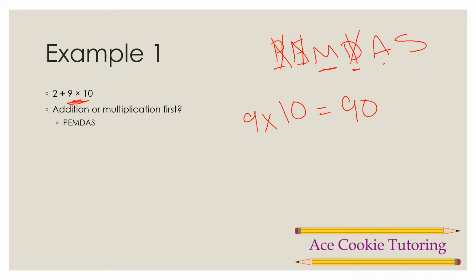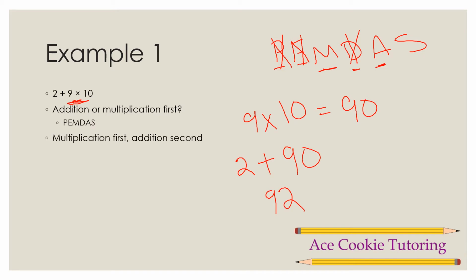Now it's time to do the addition. So I'm just going to keep that 2 plus around because I haven't done anything with it yet. And then I had that 90 that I got from 9 times 10. So I'm going to use that again. Well, now I have a problem that hopefully looks pretty familiar and pretty easy. I have 2 plus 90, which gives me 92. So the way I would have done this problem is multiplication first and addition second.